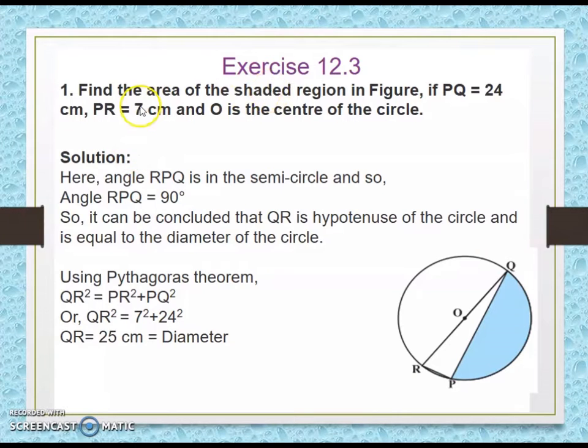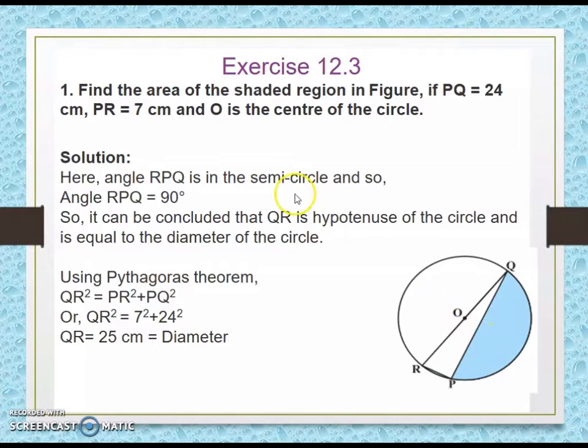So exercise 12.3, first problem: find the area of the shaded region that is given in the figure. This is the shaded region. Here PQ is given as 24 centimeter, PR is given as 7 centimeter, and O is the center of the circle. You have to find the area of the shaded region.